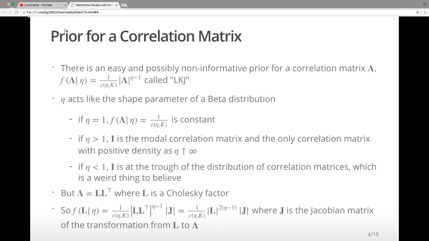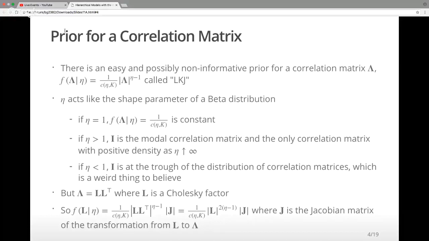In any event, this PDF is equal to some normalizing constant that depends only on eta and the size of the correlation matrix, multiplied by the determinant of the correlation matrix raised to the power eta minus 1. This distribution was derived in 2008, 2009, somewhere around there, by three authors whose names are Lewandowski, Kurowicka, and Joe.